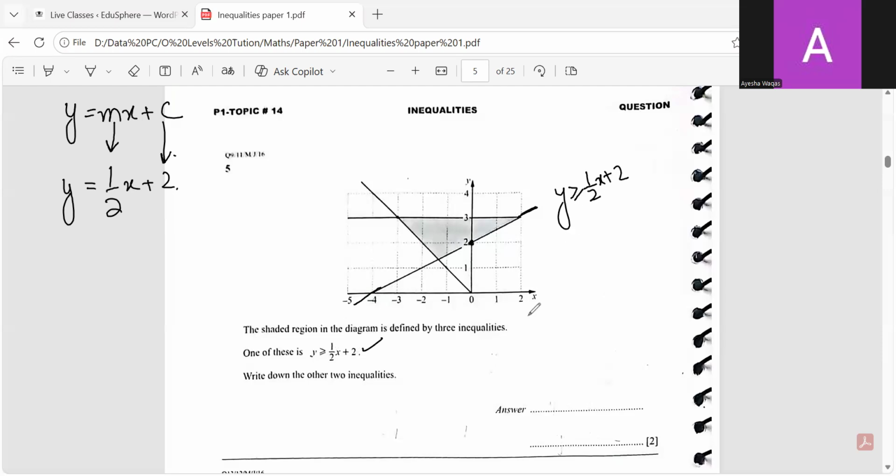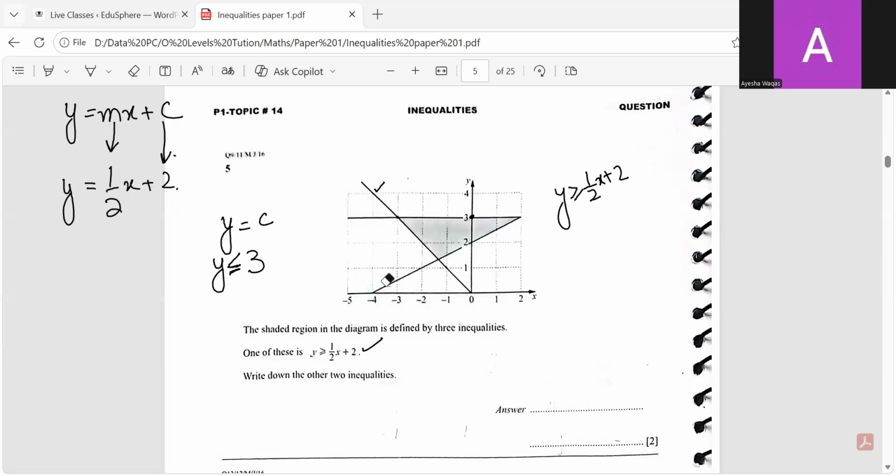Now, there are two leftover lines, this line and this line, because the region is defined by three. One of the two lines is this horizontal line. We know a horizontal line always has zero gradient, and it's always of the form y equals c, where c is the y-intercept through which the line passes. In this case, the line is passing through plus 3, so the equation of the line will be y equals 3. Moving on to check the inequality, we know that the region is below this line, so it will be y is less than or equal to 3. This is the inequality of this horizontal line.